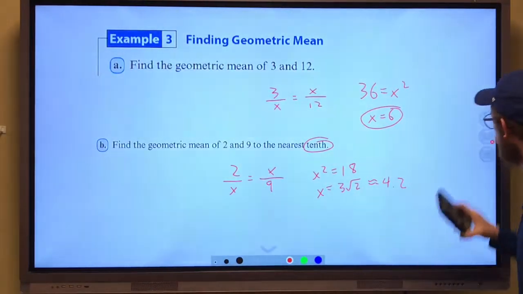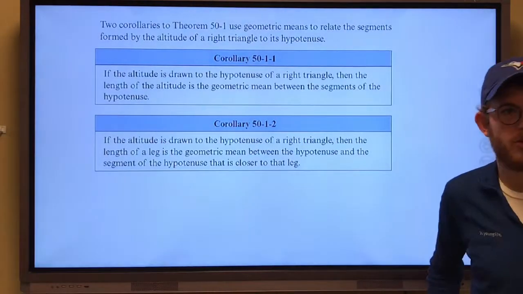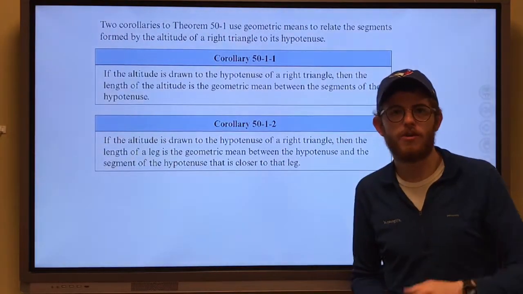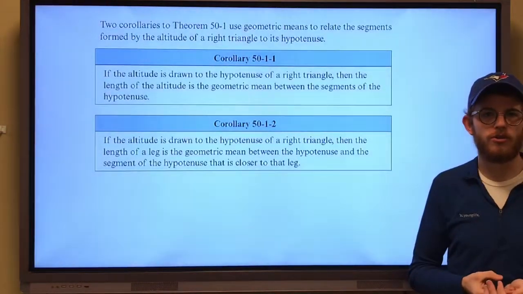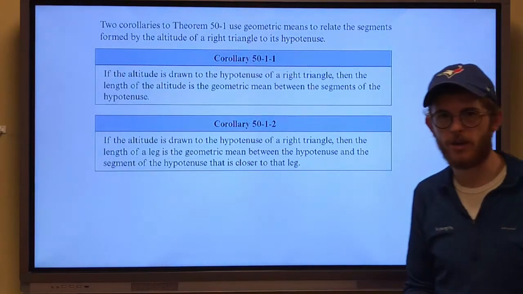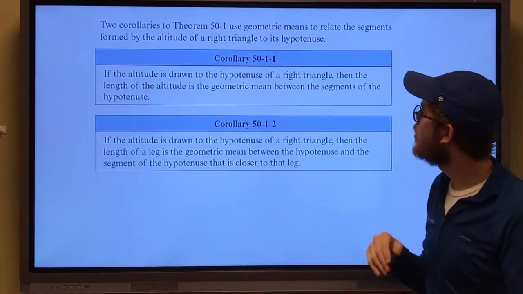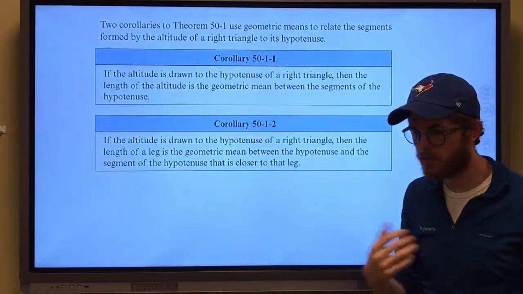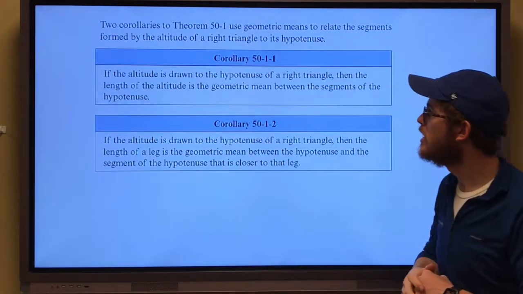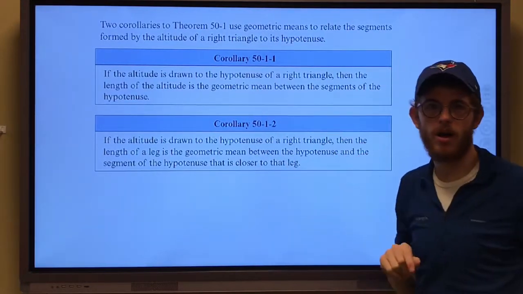All right, now what is the application of this? It all has to do with those similar triangles we were talking about earlier. Both of these corollaries are coming out of that theorem I talked about earlier: the altitude drawn to the hypotenuse creates three similar triangles. So notice here it says, if the altitude is drawn to the hypotenuse of a right triangle, creating similar triangles, then the length of the altitude is the geometric mean between the segments of the hypotenuse.